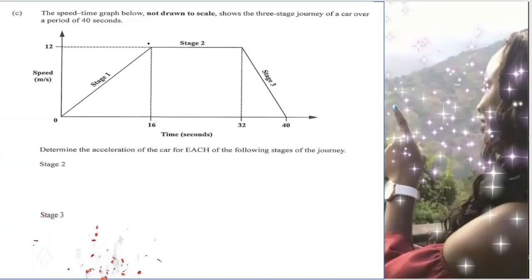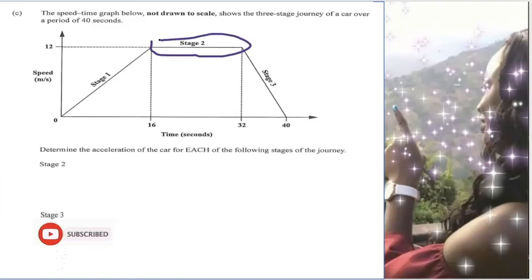For stage 2, as we can see, this is a horizontal line. When we have a horizontal line, there's no change in speed. As we can see, between 16 seconds to 32 seconds, it is a constant speed. So when we have a constant speed, the acceleration is equal to 0.